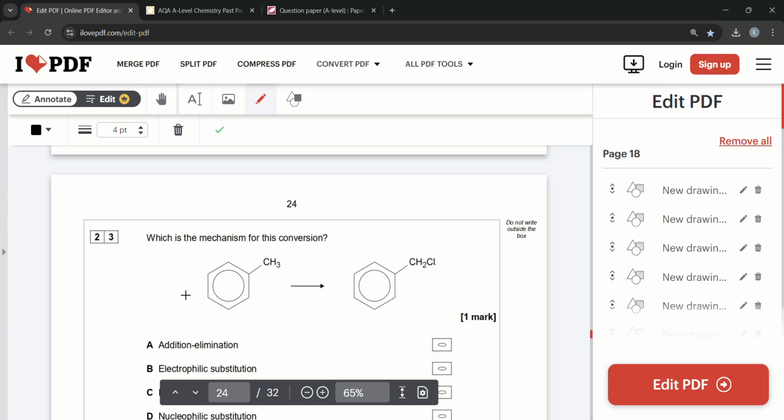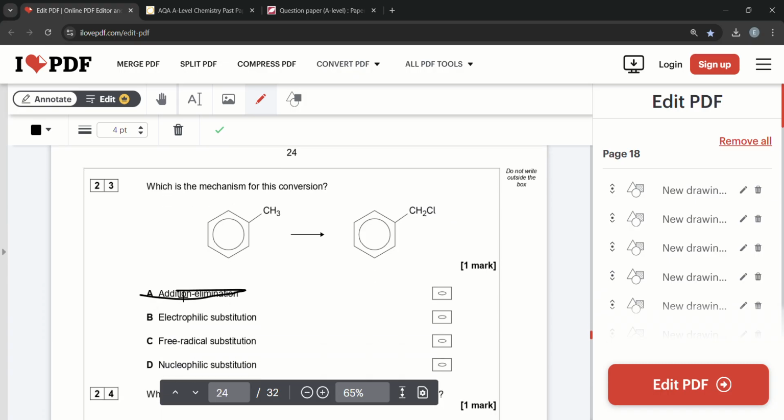23. Which is the mechanism for this conversion? One thing I know is definitely not A, addition elimination. No. Well, let's look at it. This benzene has not been affected at all. You've gone from a CH3 to a CH2Cl. Electrophilic substitution, well, that would be nitration and all of that. Well, you wouldn't lose a hydrogen and gain a chlorine.